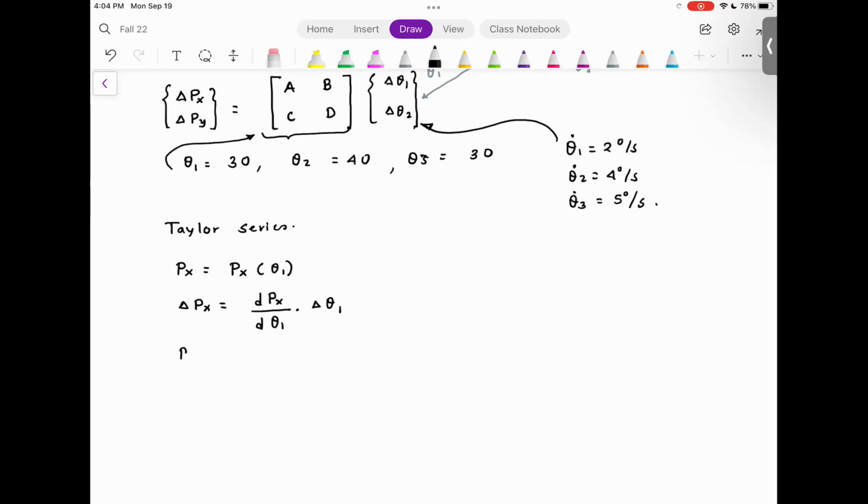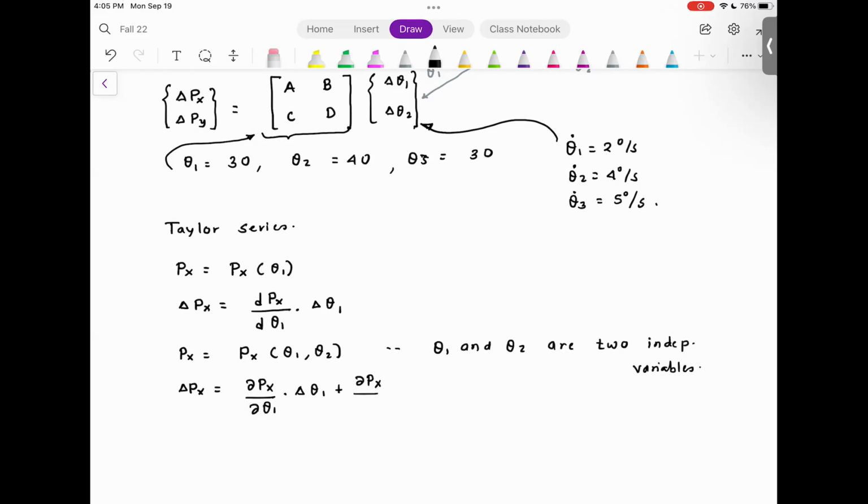If px is dependent on theta 1 and theta 2, delta px is, since theta 1 and theta 2 are two independent variables, the derivative will not be full, it will be partial. Why partial? Because there are two independent variables. So this will become partial px divided by partial theta 1 multiplied by delta theta 1 plus partial px by partial theta 2 multiplied by delta theta 2.